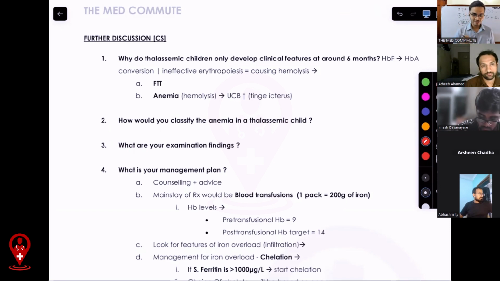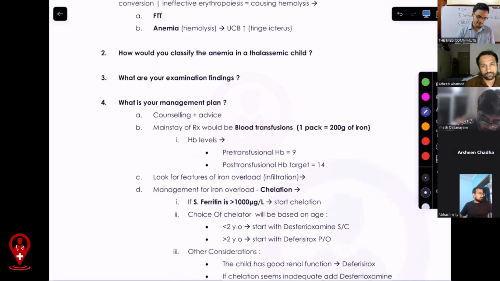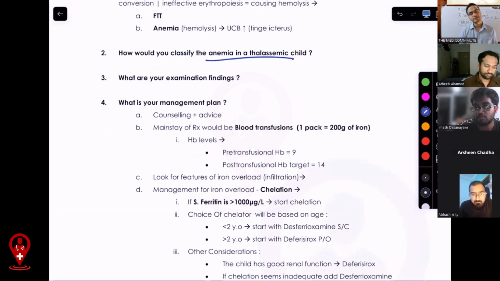How would you classify anemia in a thalassemic child? Now this one I didn't teach you all guys. How do you think we can classify? Based on what can we classify anemia in a thalassemic child? How do we classify anemia in any condition, guys? Not just thalassemia. Any condition, how do we classify anemia?